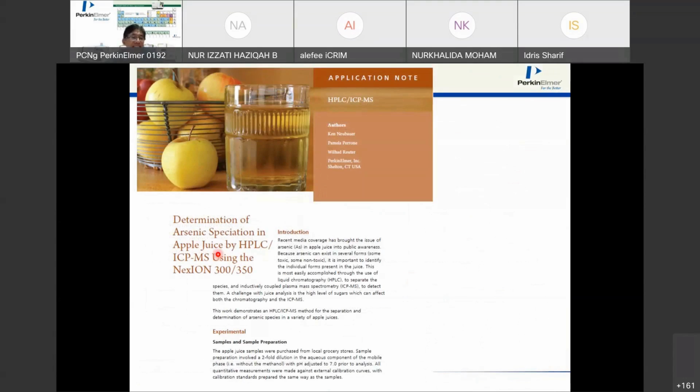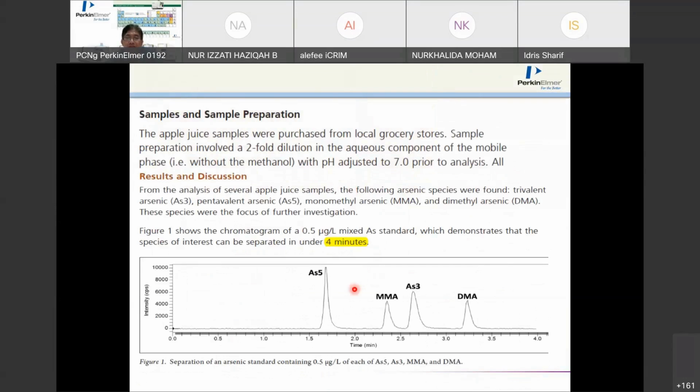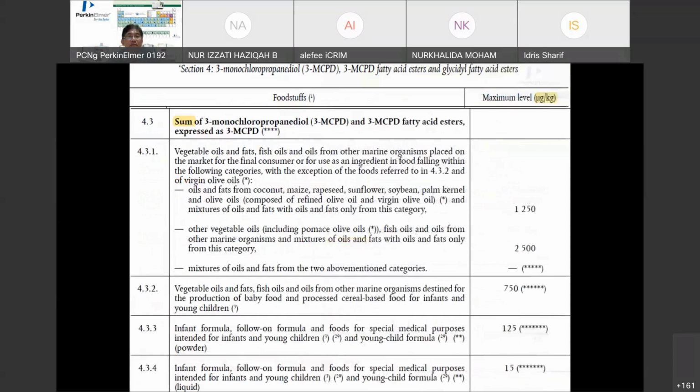Okay, now this is arsenic species in juice. So this is the sample prep. You get the arsenic 3, arsenic 5, MMA, DMA. So important, these 3 and 5 are highly toxic, run in about 4 minutes. Okay, so now we move into it.